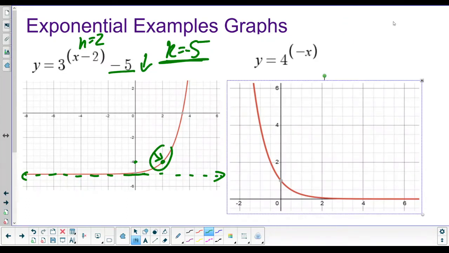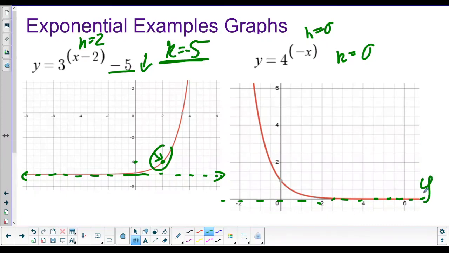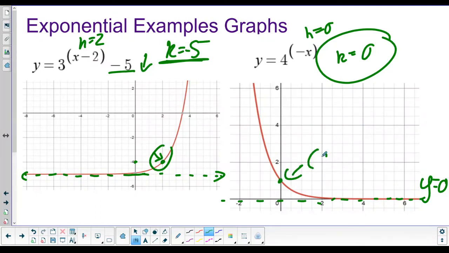And then this one, again, I just threw the negative in front of the x to show you kind of what happens. But h equals 0, k equals 0. So we can see our horizontal asymptote is still at y equals 0 because our k value is 0. And that common point at 0, 1 is still there because we haven't moved horizontally or vertically. The only thing this negative does is it flips our graph over.